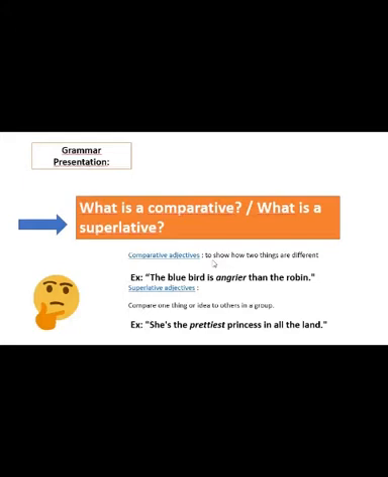And let's see the superlative adjectives. They are used to compare one thing against the rest of a group. Superlative adjectives demonstrate a higher level of comparison between elements. Or, in other words, you can say that superlative adjectives are used to compare one thing or idea to others in a group. Let's see the example. She is the prettiest princess in all the land. I am referring only to one thing that is the maximum in a group.